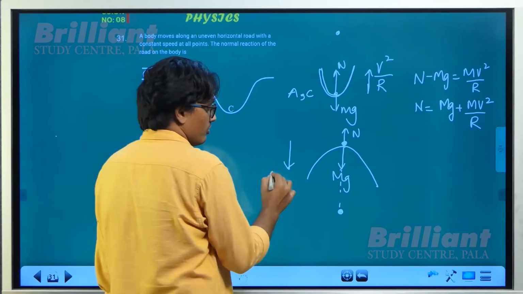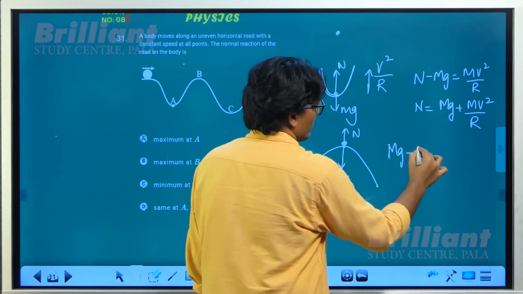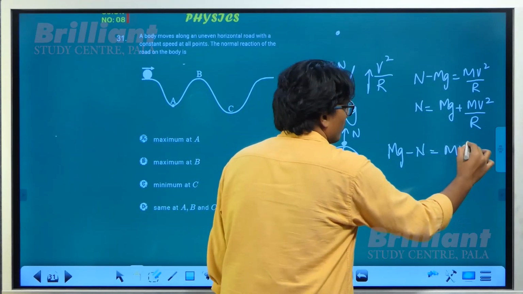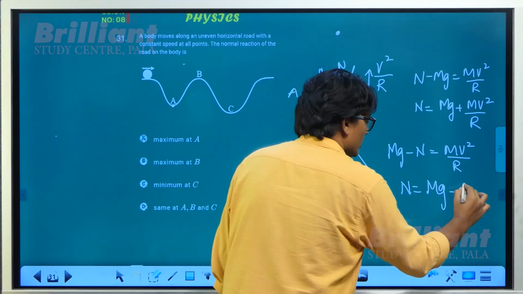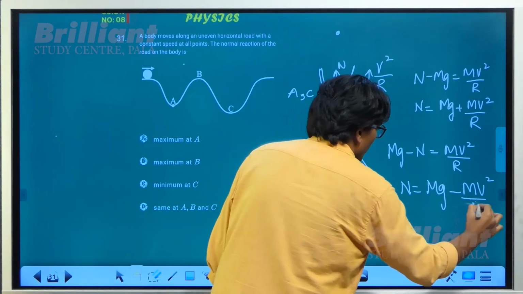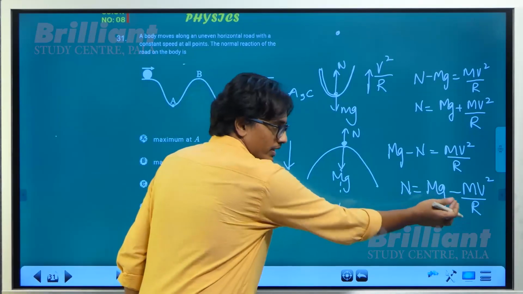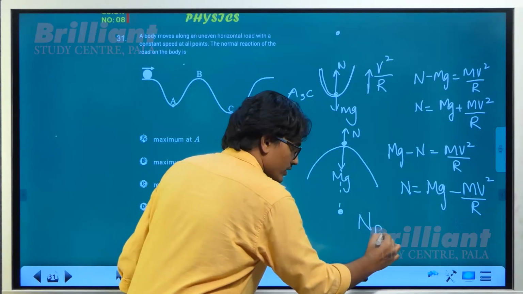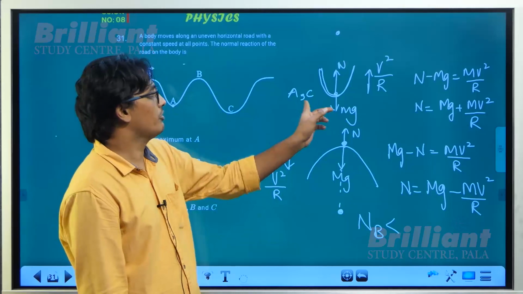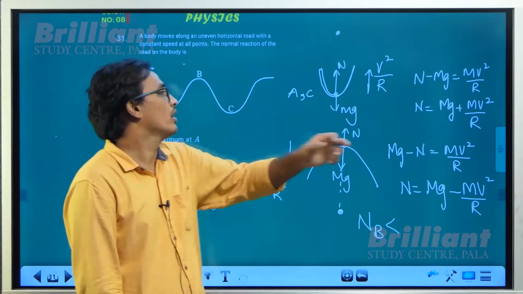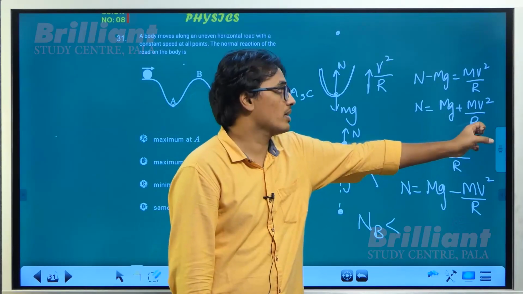So centripetal acceleration will be towards the center. So your equation is mg minus N is equal to mv square by r, or you have N is equal to mg minus mv square by r. So if you look, B will be the least. So NB is the least because it is mg minus something. Now between A and C, it's mg plus mv square by r. v is the same everywhere. It depends on the radius of curvature.